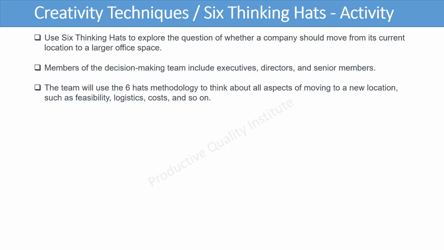Use Six Thinking Hats to explore the question of whether a company should move from its current location to a larger office space. Members of the decision-making team include executives, directors, and senior members. The team will use the Six Hats methodology to think about all aspects of moving to a new location, such as feasibility, logistics, costs, and so on.